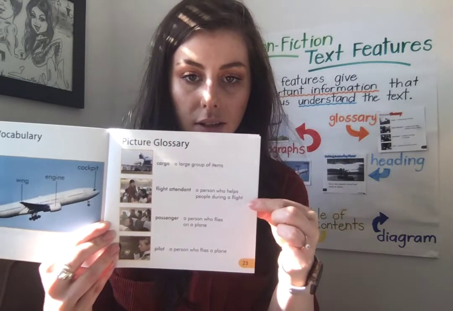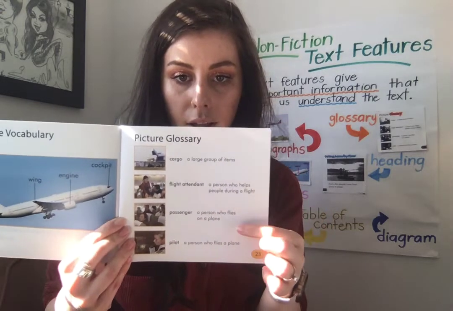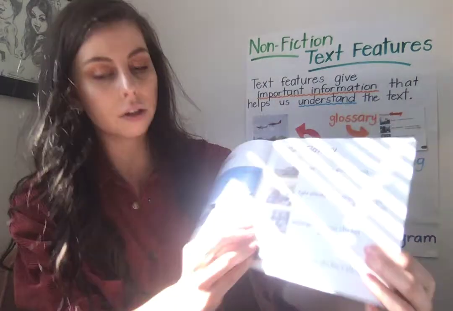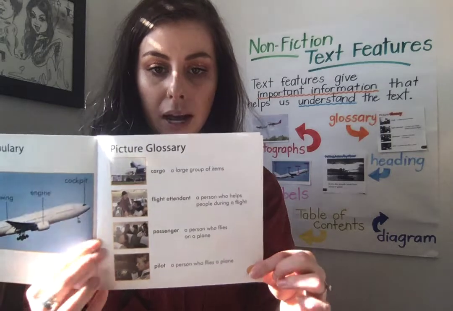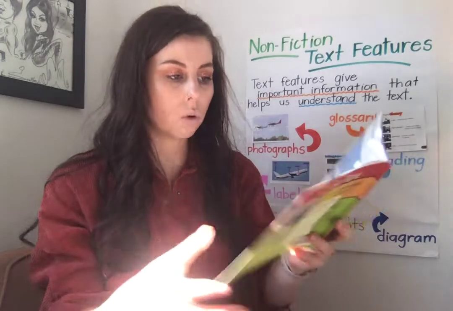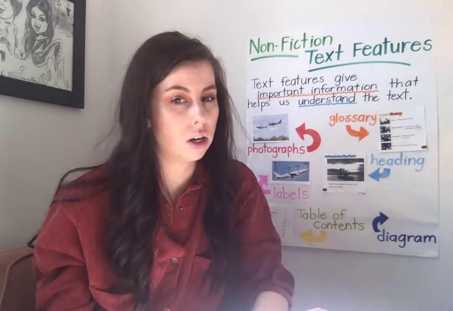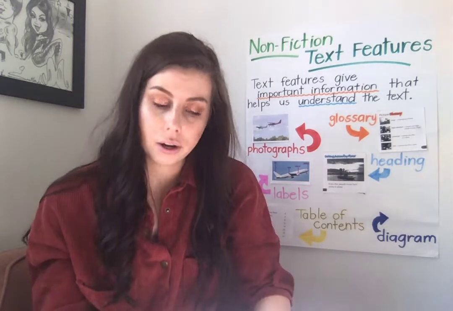It also has flight attendant. A flight attendant is a person who helps people on a plane. And the next one is a passenger. A passenger is a person who flies on a plane. And then this one is a pilot. A pilot is a person who helps fly the plane. So if you don't know what the words are, you can always check the glossary. It's kind of like a little dictionary if you've ever seen or used a dictionary before. It's a tiny dictionary for that book.